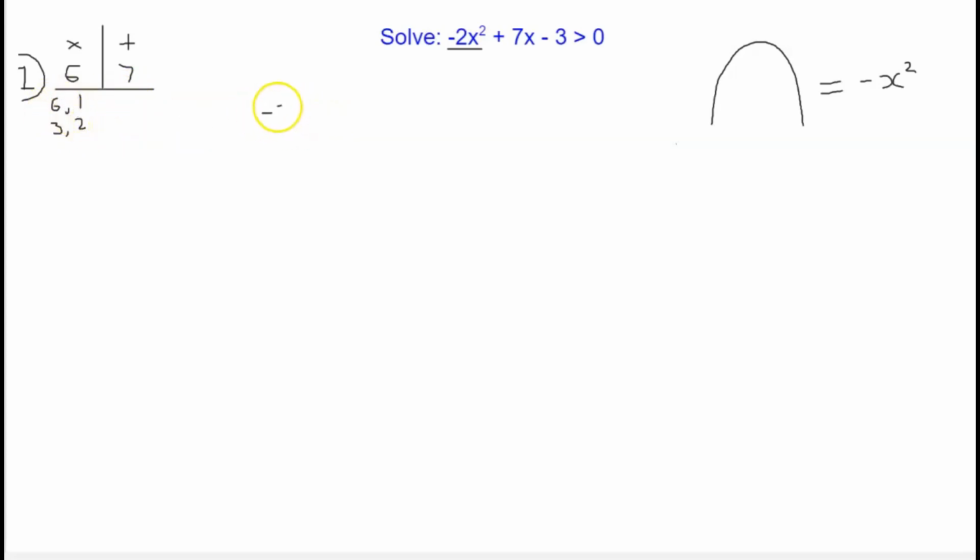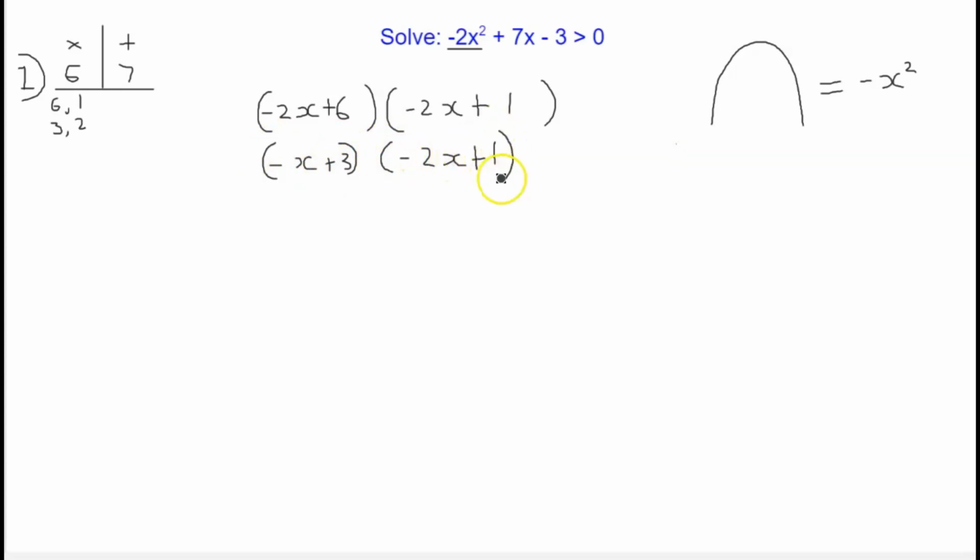and I can just write this as minus 2x minus 2x. So then this would be positive 6, this would be positive 1, and I can simplify this down to minus x plus 3 and minus 2x plus 1. And all of that is less than 0.